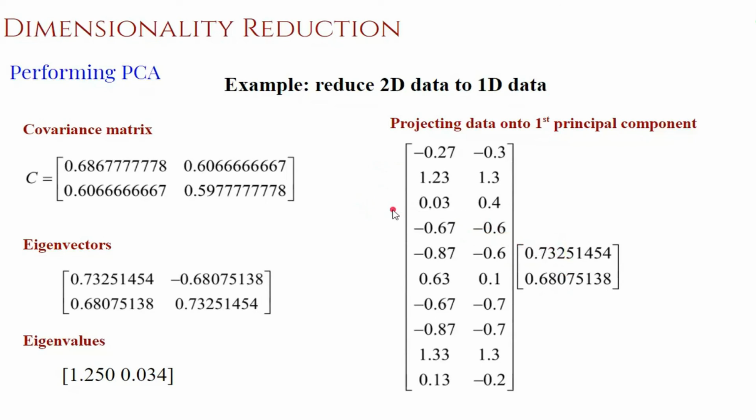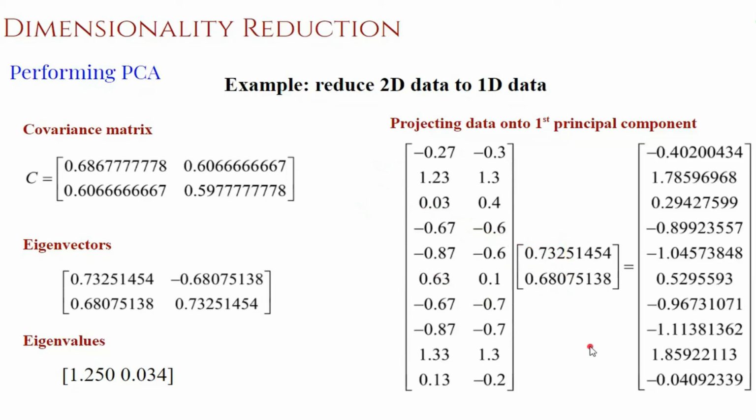So if we multiply a 10 cross 2 matrix with a 2 cross 1 matrix, what we will end up with is a 10 cross 1 matrix. Taking our original data and multiplying it with the eigenvector is essentially called projection. Projection is nothing but a straightforward matrix multiplication, but to what we apply it, we have a specific name called projection. So we took only the first eigenvector and did the matrix multiplication.